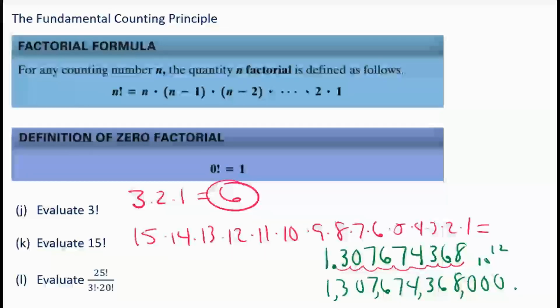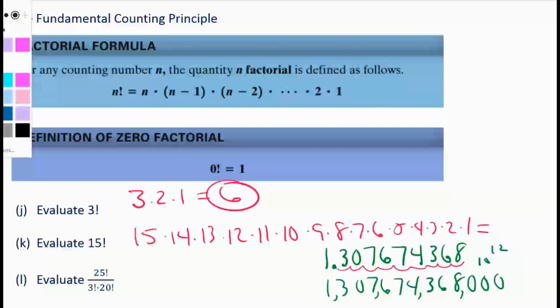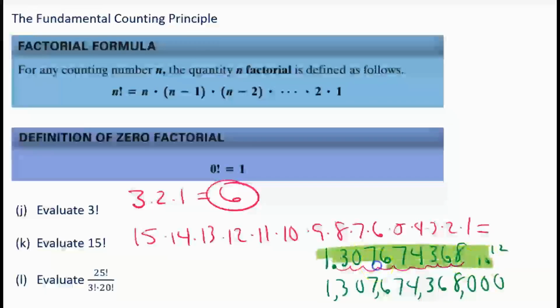That's 15 factorial. Now, why do you think my calculator did something crazy like what it did? Why do you think it did this? That times 10 to the 12th business. Well, the calculator screen is only so big, and it'll only hold so many numbers, and so that's the way they handle it. If you've got a really big number like that, it does times 10 to some power, and then there you go.